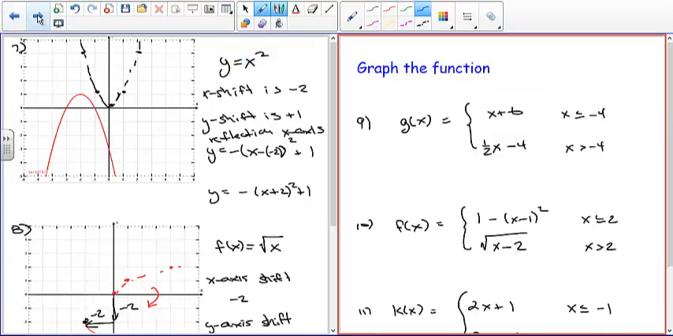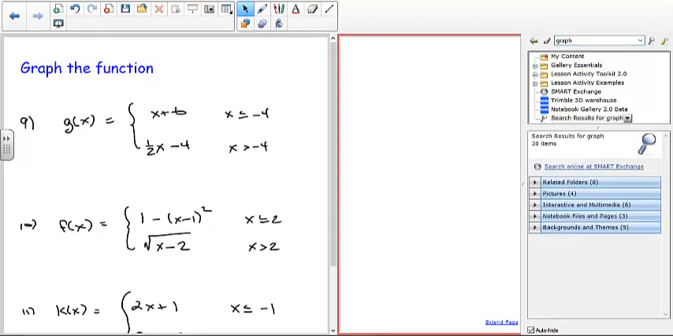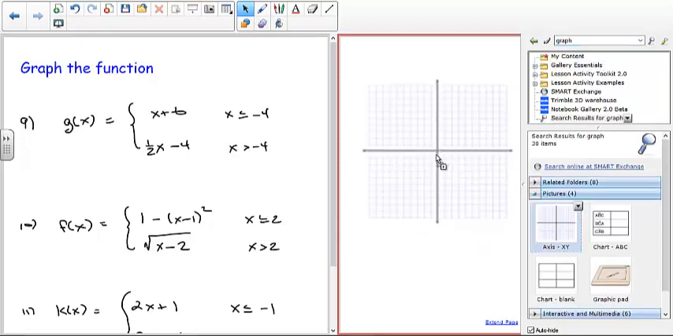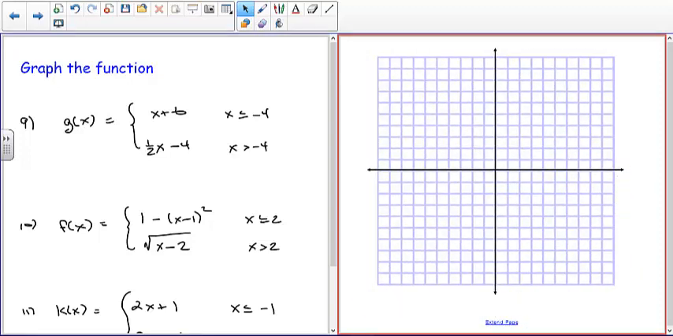Okay, so that's the first 8 problems. Now we're going to plot these piecewise functions. So the question is, how do we do that? There's a couple of ways we can think about it. Let me add a piece of graph paper. And we'll say this is our x-axis, this is the y-axis, negative 10 to positive 10. So I'm just going to do a nice square-looking graph.